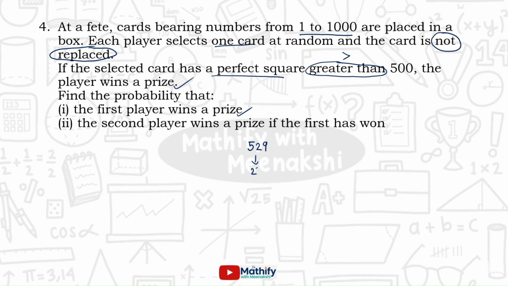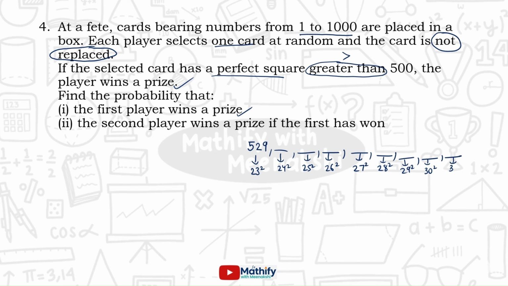It's 23 square. Then 24 square, 25 square. No need to write, just see, till when the number is less than 1000. 26 square, 27 square. If you know that 32 square is 1024, then what is 31 square? 28 square, 29 square, 30 square is again 900. That is also less than 1000.